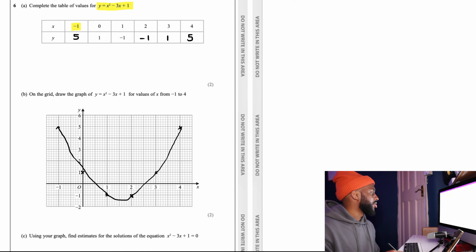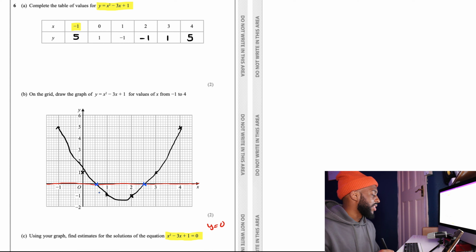Part C wants us to find estimates for the solution to this equation here. If you notice, this equation is the same as this equation above, except y now equals 0. So we find the line where y equals 0, which is just the x-axis, and we see where that line crosses the graph. So it crosses the curve that we drew at these 2 points here.